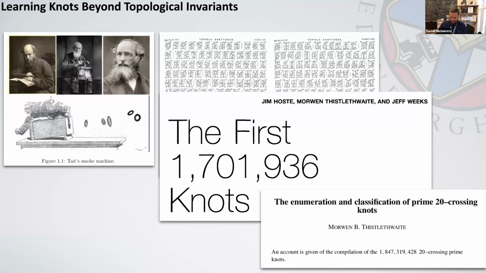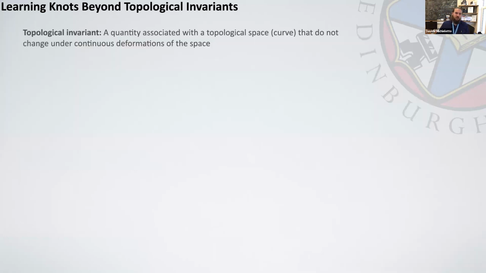So this is the change in scale. But then the fundamental question in knot tabulation is always the same: how do you know that all those knots are different? What mathematicians come up with is topological invariance. A topological invariant is a quantity associated with a curve that does not change under continuous deformation.